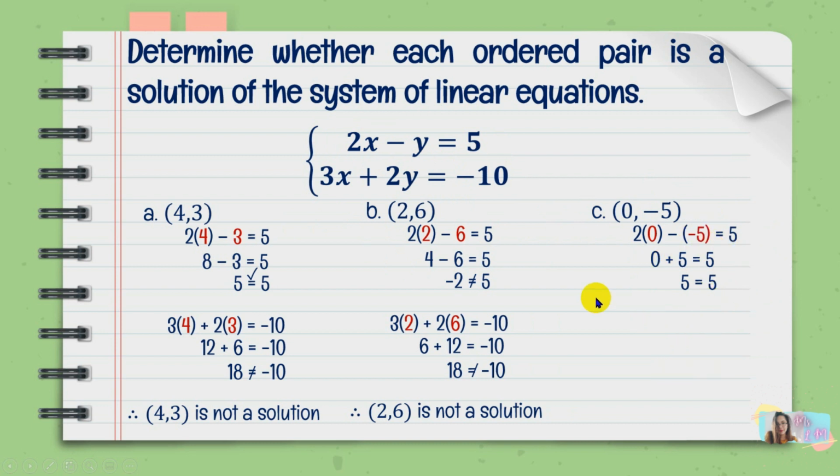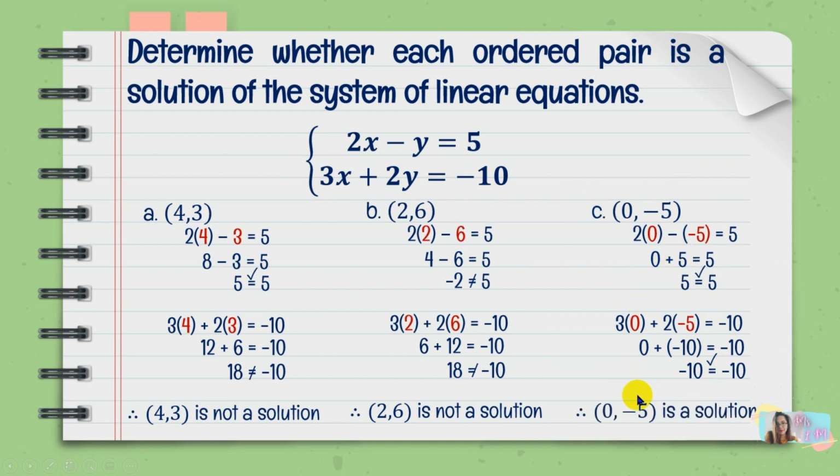How about on the second equation? 3 times 0, so ito yung second equation, palitan yung x ng 0, plus 2 times negative 5, is it equal to negative 10? So, 3 times 0 is 0, and then 2 times negative 5 is negative 10, and 0 plus negative 10 is negative 10. And negative 10 is equal to negative 10. So, both of the equations are satisfied using this ordered pair 0 and negative 5. So, that only means that 0 and negative 5 is the solution to the given system of linear equations.